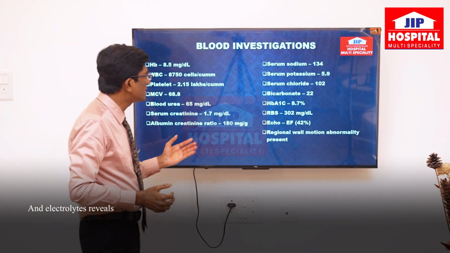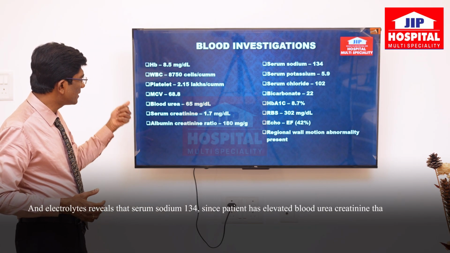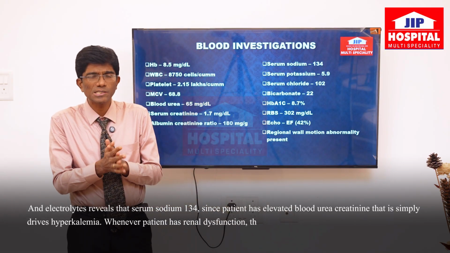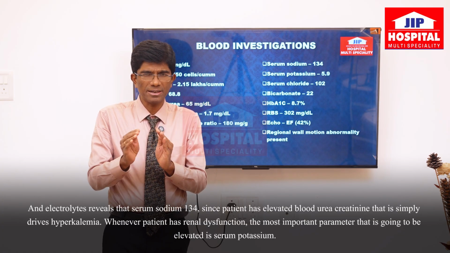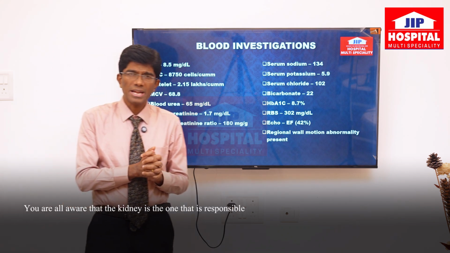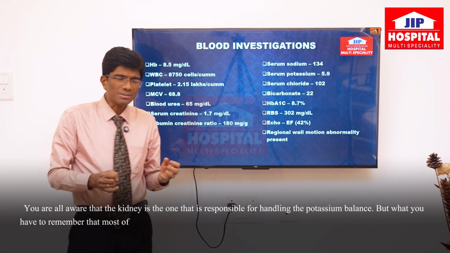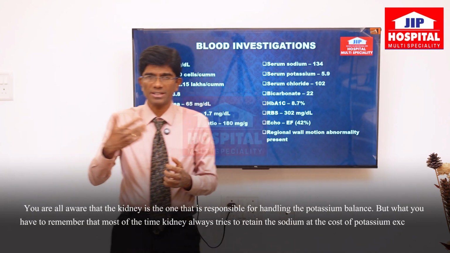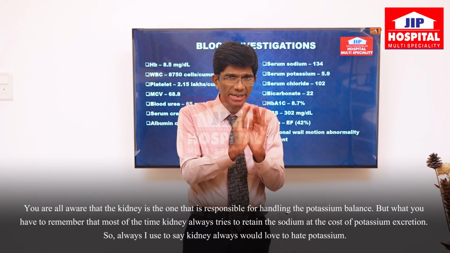And electrolytes reveal serum sodium 134. Since the patient has elevated blood urea creatinine, that simply drives hyperkalemia. Whenever a patient has renal dysfunction, the most important parameter that is going to be elevated is serum potassium. You are all aware that the kidney is responsible for handling the potassium balance. But you have to remember that most of the time the kidney tries to retain sodium at the cost of potassium excretion. So I always say the kidney would love to hate potassium.